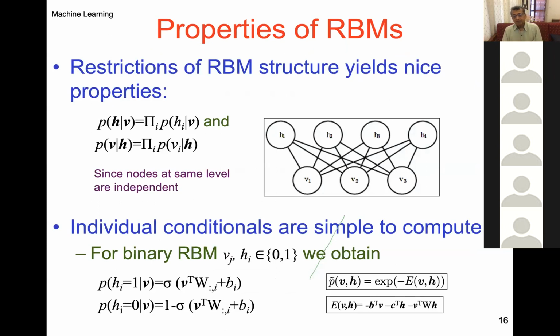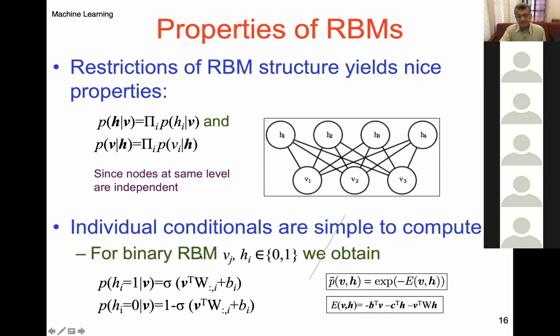So one important simplification that comes about in an RBM is this nice property: the probability of H given V, a conditional distribution, P of this H vector given this V vector, is nothing but the product of P(H_i given V). So these are independent. And V given H, the other way around, is equal to the product of P(V_i given H). That comes about because of the nature of the restriction assumption. And if such is the case, the individual conditionals are simple to compute.